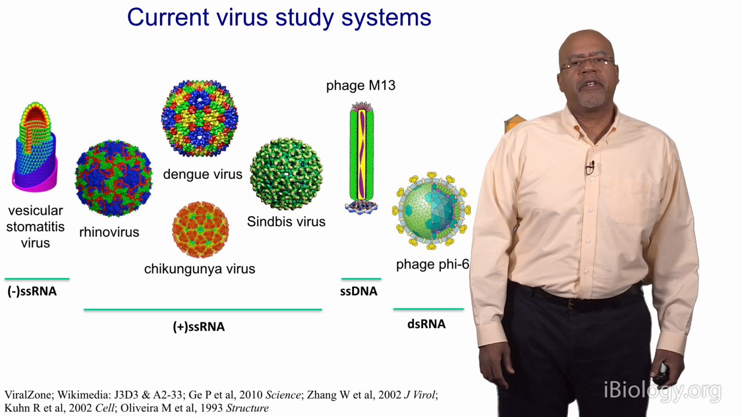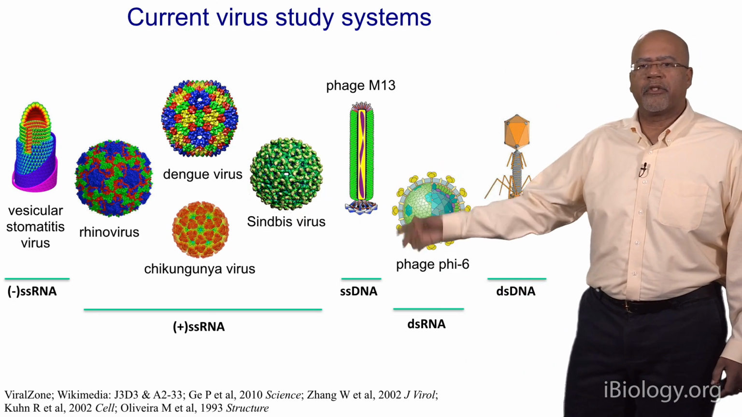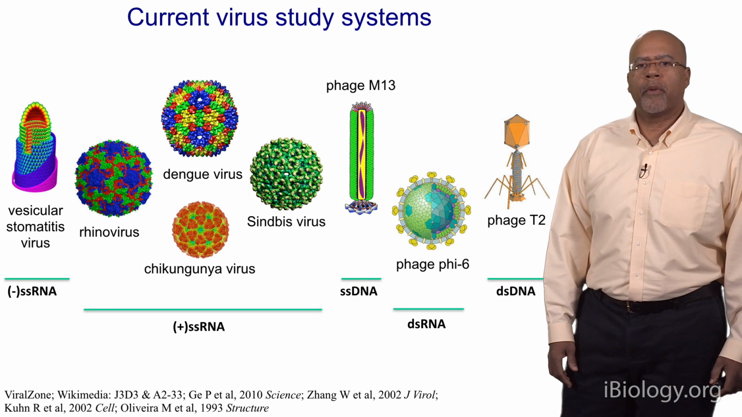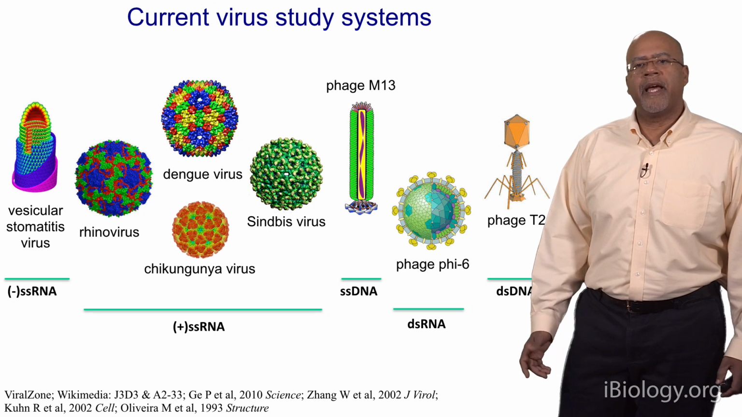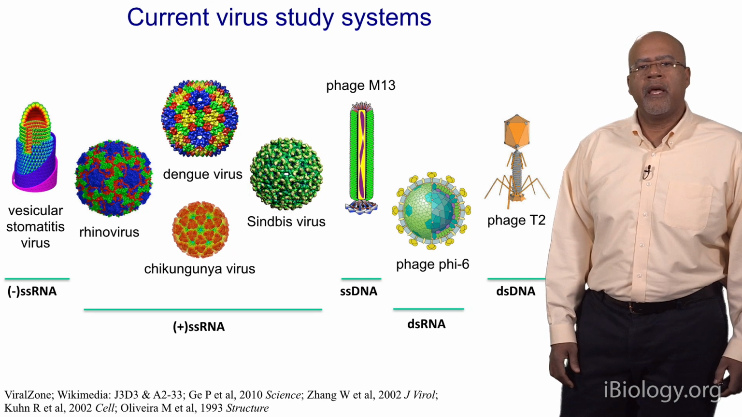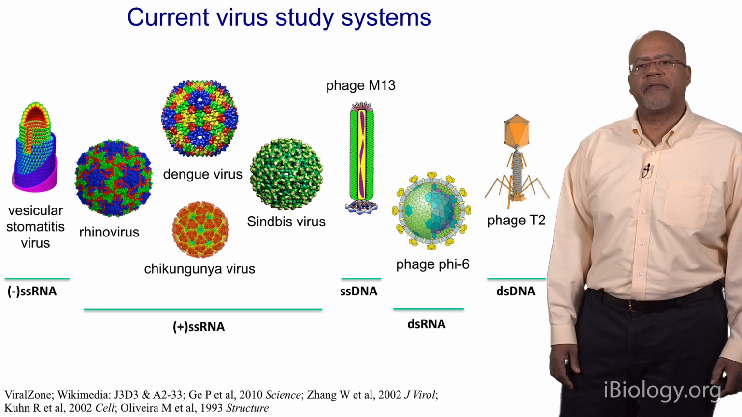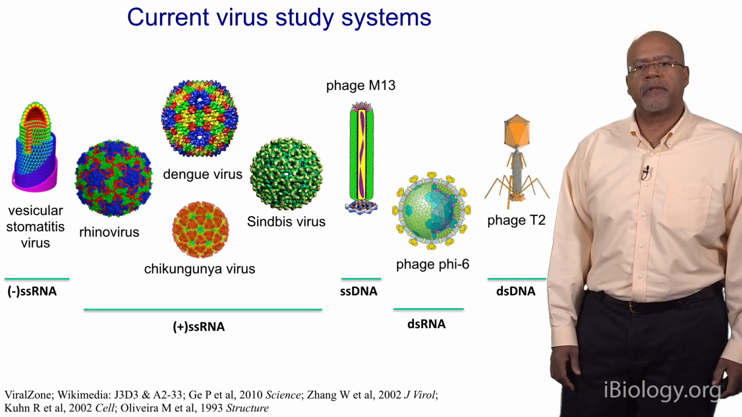There are many different virus study systems that my group examines. These examples are shown in the very many beautiful forms behind me. On the far left, we have vesicular stomatitis virus, which is an example of a single-stranded RNA virus with a negative sense genome. And in the middle, we have a variety of other viruses that also infect eukaryotes, but they happen to have positive single-stranded RNA genomes.